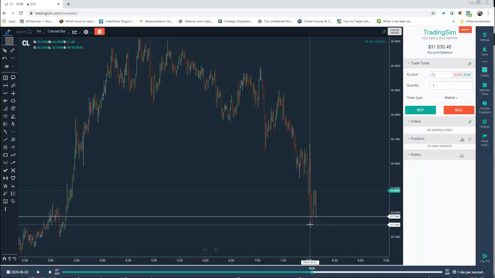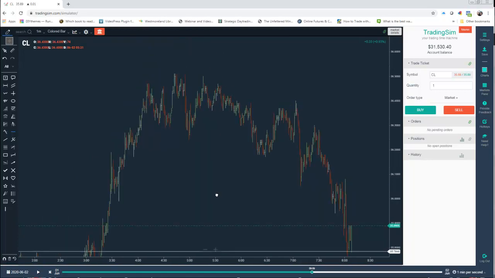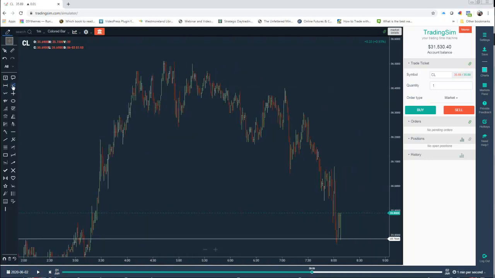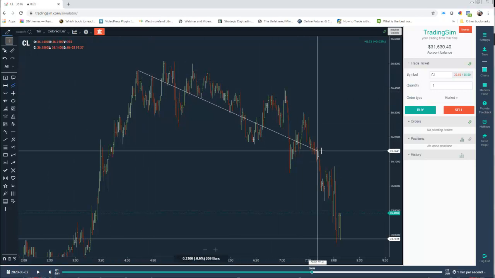So if we close higher, let's take a look at this right here. What I want to look at is, see what this does. Make a channel.